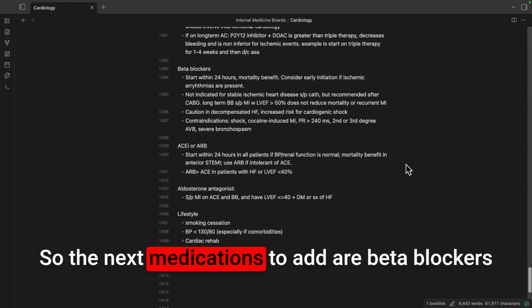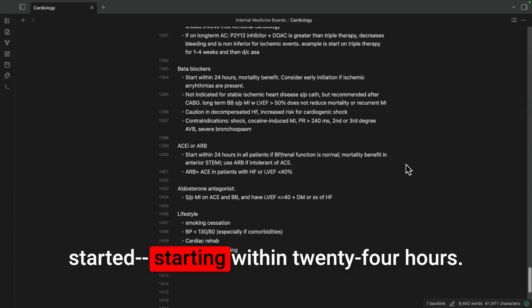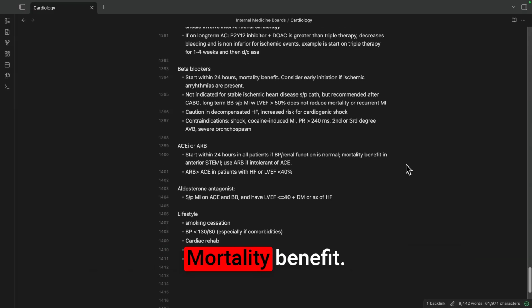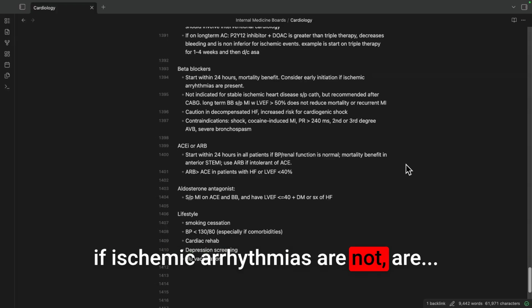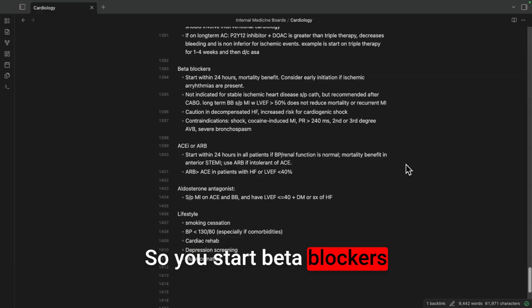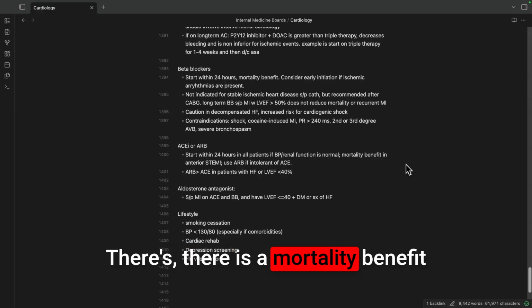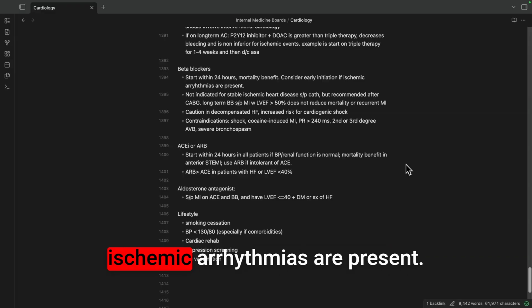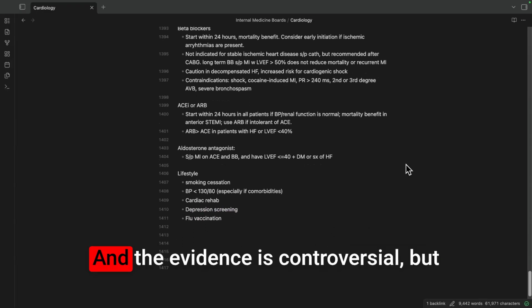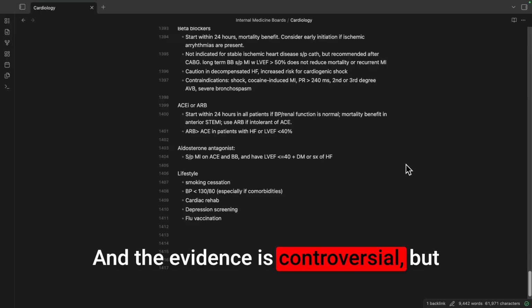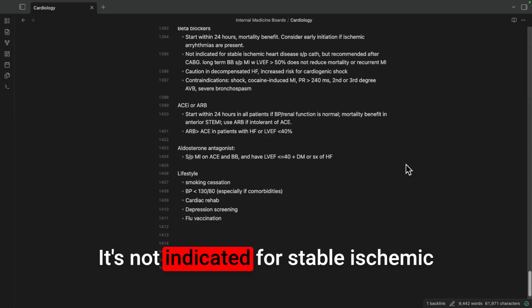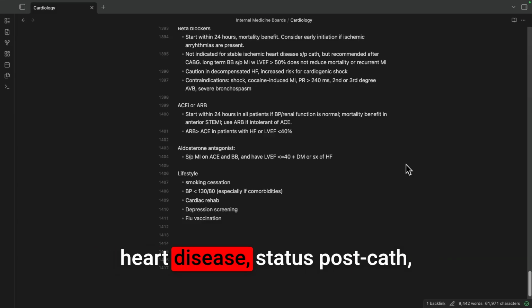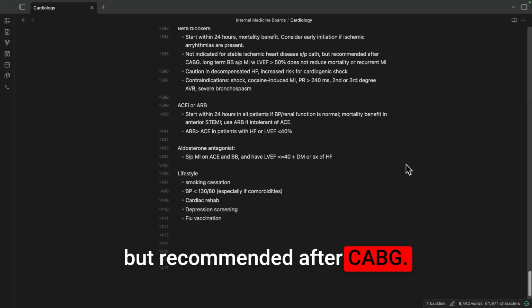The next medications to add are beta blockers, starting within 24 hours. There is a mortality benefit, and consider early initiation if ischemic arrhythmias are present. And the evidence is controversial, but at this current moment, according to MGH, beta blockers are still indicated. It's not indicated for stable ischemic heart disease status post-cath, but recommended after CABG.